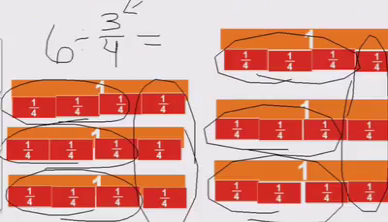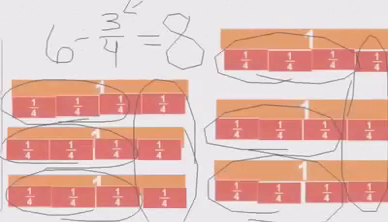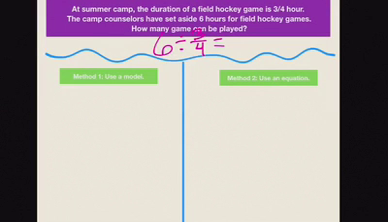So let's see, we have nothing left over, so let's count our total number of groups. 1, 2, 3, 4, 5, 6, 7, 8. So we can say that 6 divided by 3/4 equals 8, or in other words, they have time to play 8 field hockey games. Go ahead and take a picture. Let's drop it into GoodNotes.